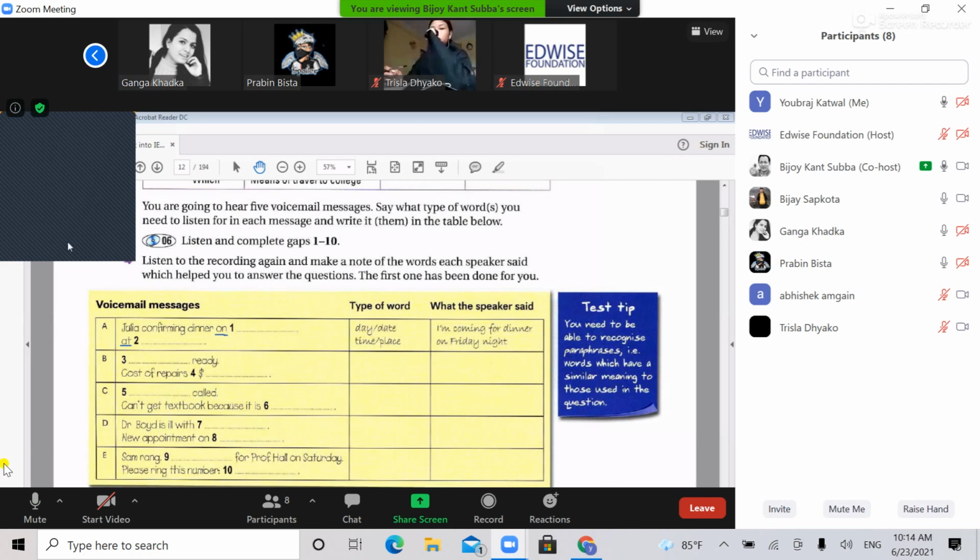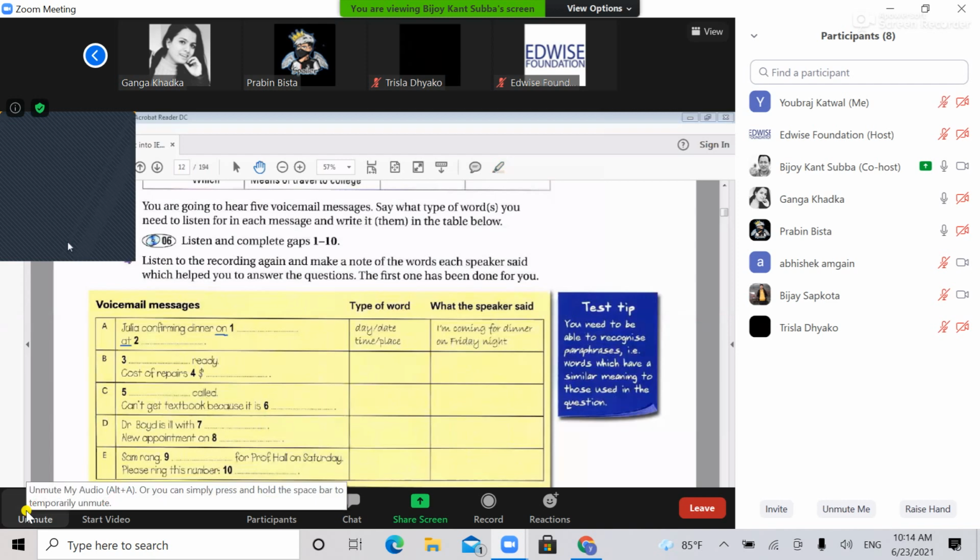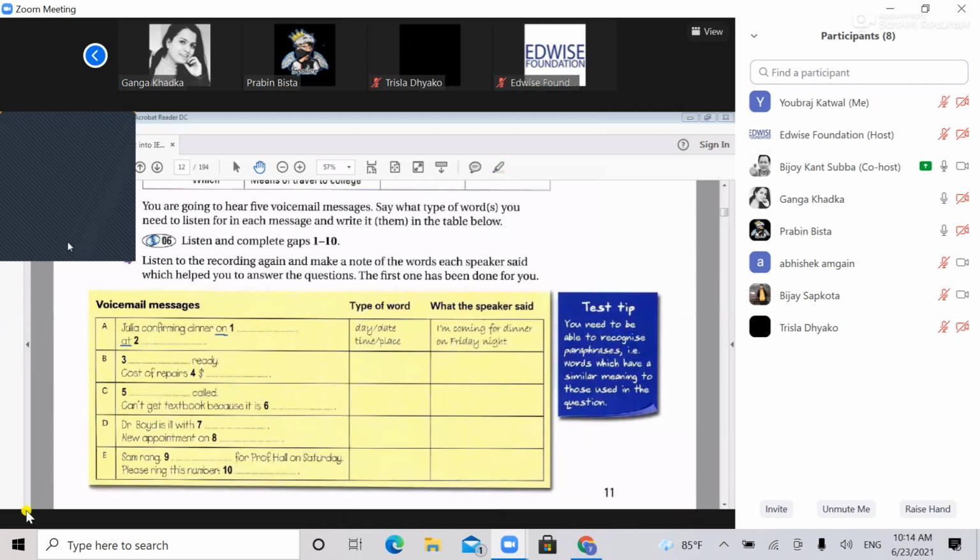Can't get textbook because it is out of print. Out of print, simple. Okay, let's go on to the next one. D. Next. Dr. Boyd is ill with blank, new appointment on blank.